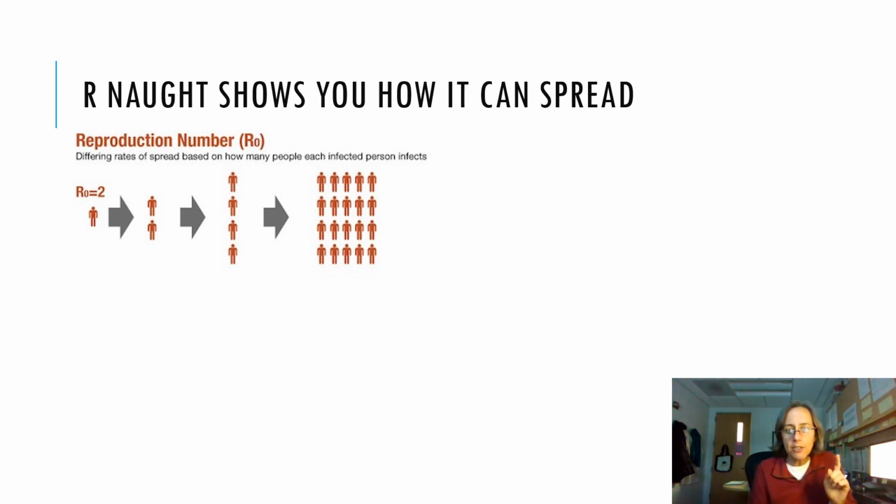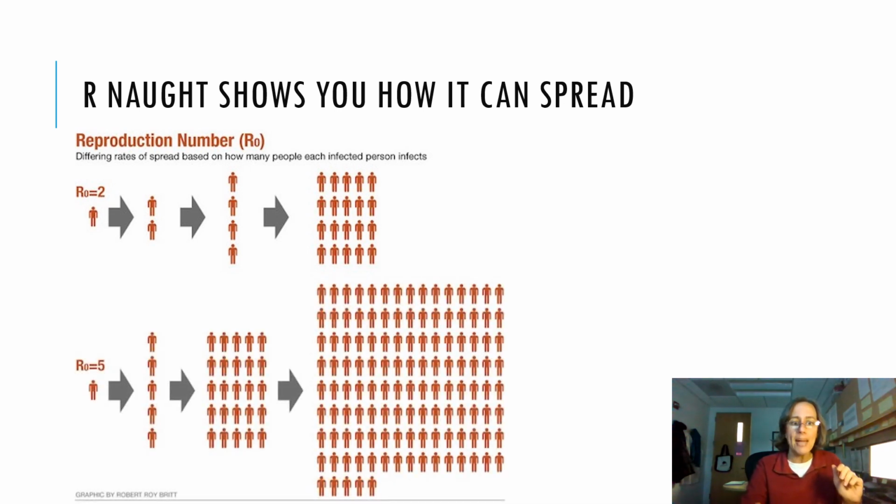So let's look at the difference, though, if we dial that R0 up to 5. Let's look at how that goes. Bam! Huge. So we go from 1 to 5 to 25 to 125. It's ridiculous how quickly something can spread if it has a really high R0. So this is a graphical representation. Let me give you a different type of representation of the same data.